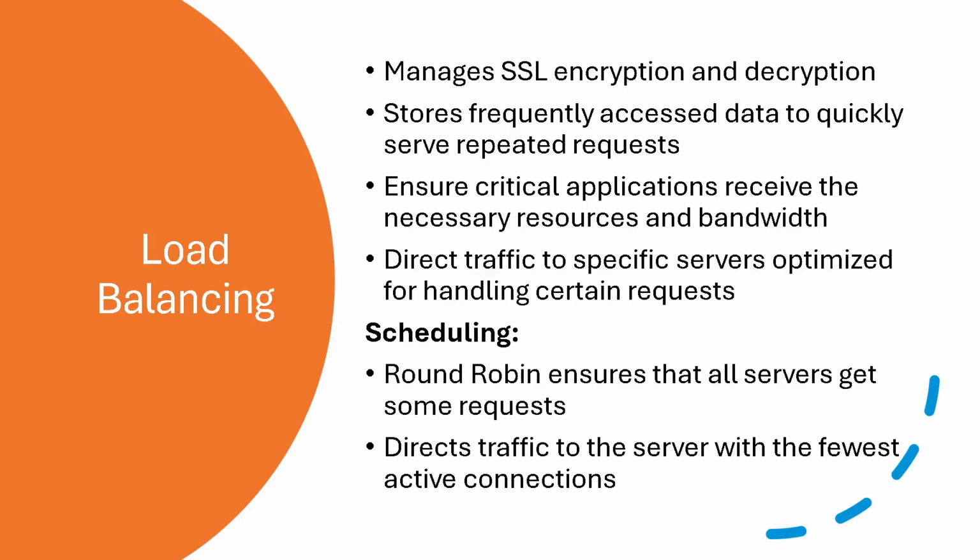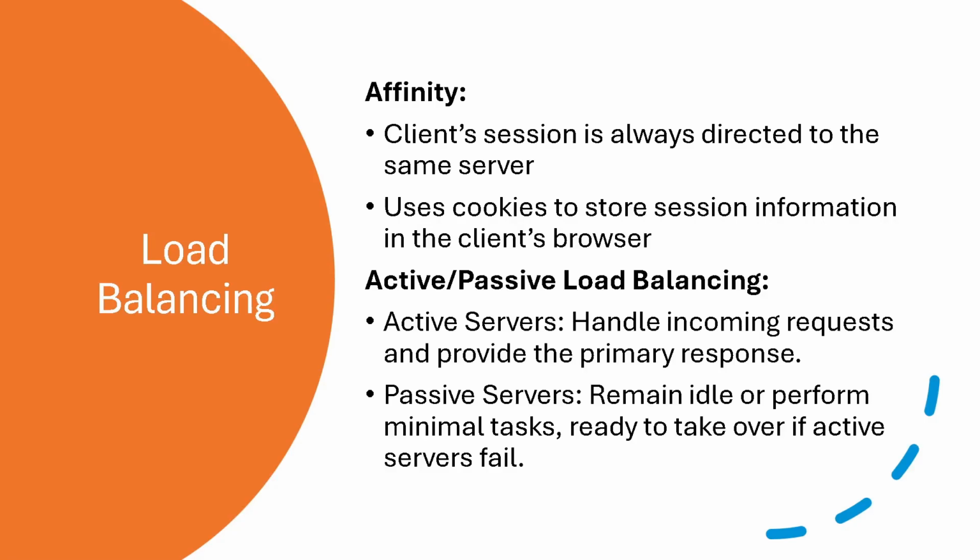Scheduling. Scheduling is the algorithm used by a load balancer to distribute incoming traffic. Most load balancers use the round robin algorithm, which ensures that all servers get some requests. This also helps us direct traffic to the servers with the fewest active connections. Affinity. Affinity ensures that a client session is always directed to the same server. It uses the client's IP address to route traffic consistently to the same server and cookies to maintain session persistence by storing session information in the client's browser.